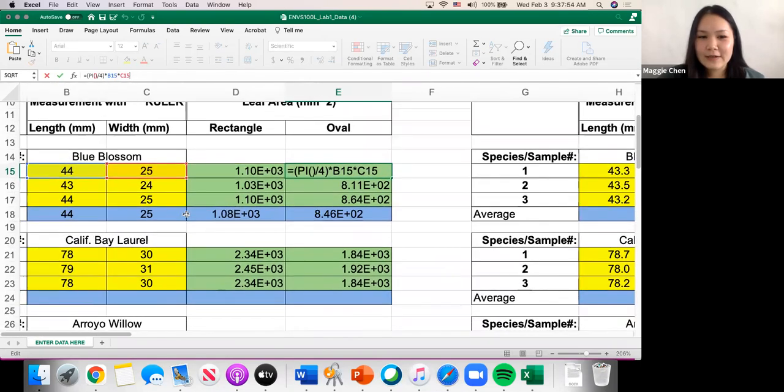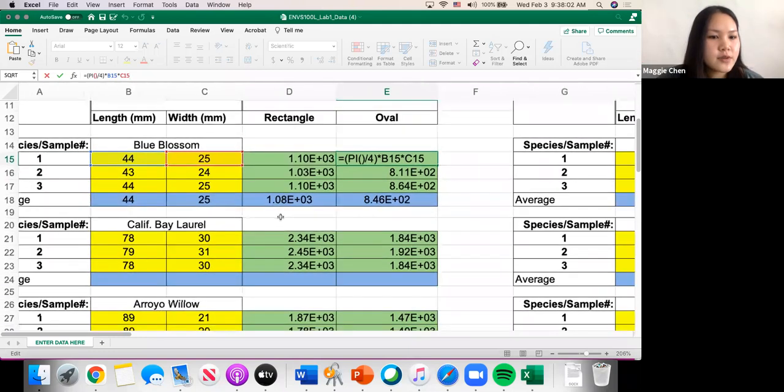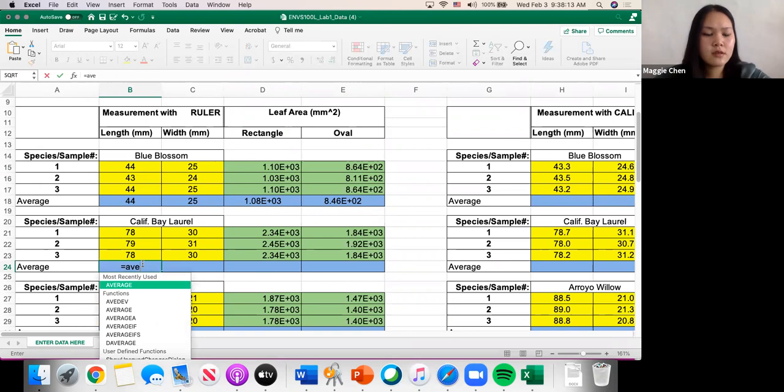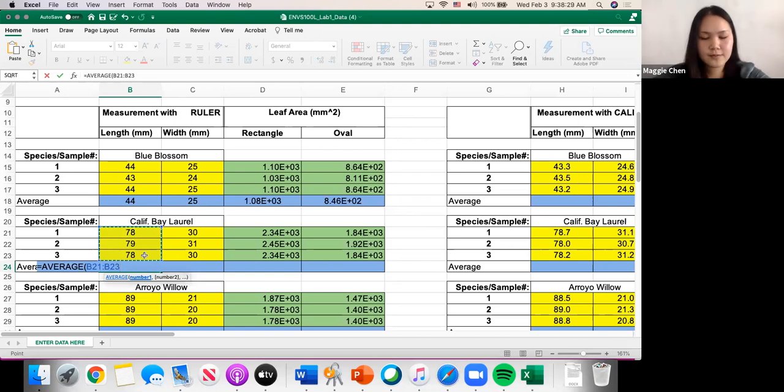Did anybody else have any other questions? Can you do the averaging one more time? Sure. Okay, so now say we're going to go on to Caliph Bay Laurel, we'll start our equation with the equal sign. We'll type in AVE and the function for average would pop up, or you can spell out average and then the function would pop up. You would click on this function here and then select the 3 cells that you want to get the average from. And then you would just hit enter.